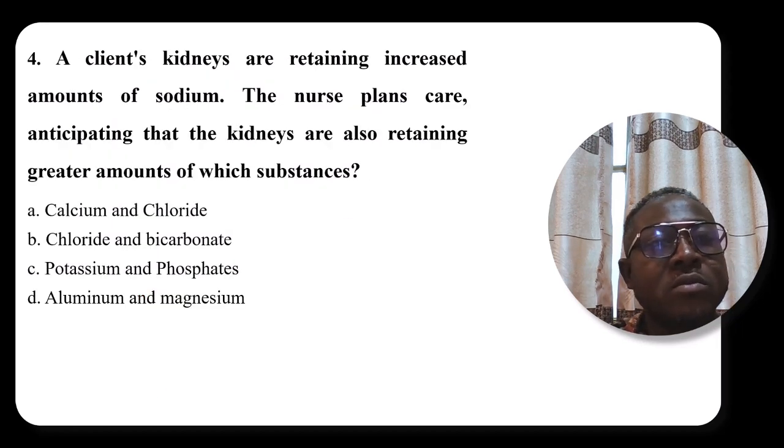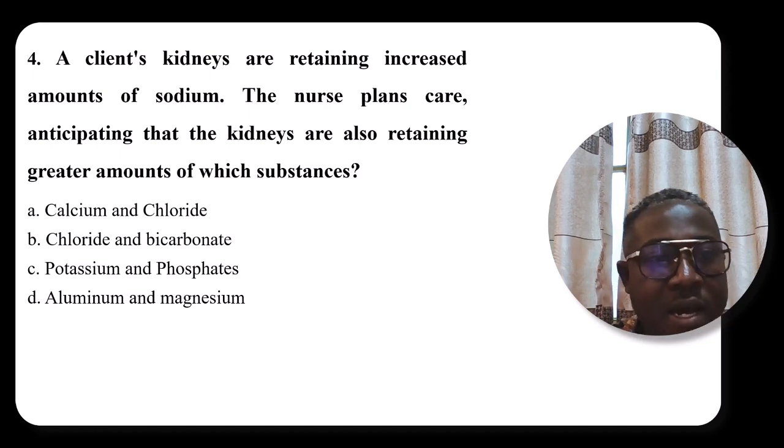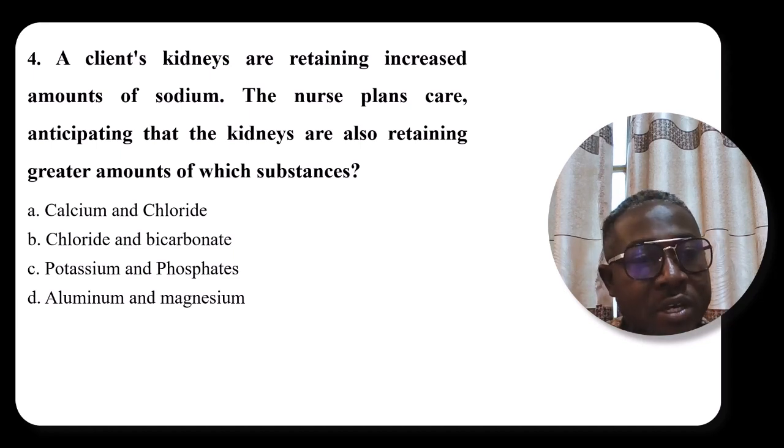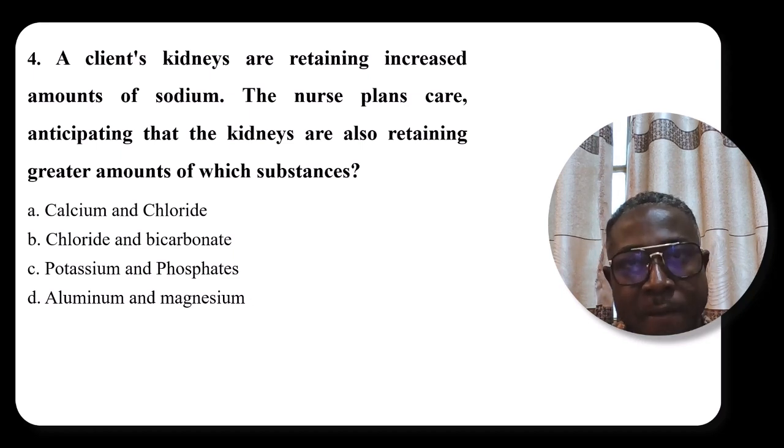So question 4. A client's kidneys are retaining increased amounts of sodium. The nurse plans care, anticipating that the kidneys are also retaining greater amounts of which substances? A. Calcium and chloride. B. Chloride and bicarbonate. C. Potassium and phosphate. And then D. Aluminium and magnesium. So what is your answer here?